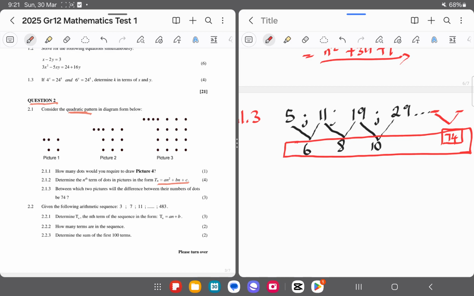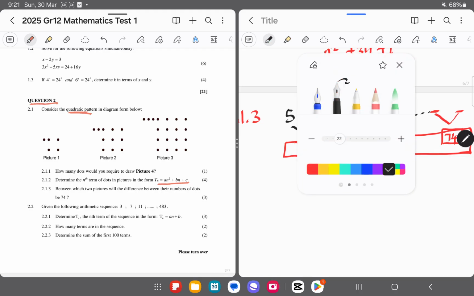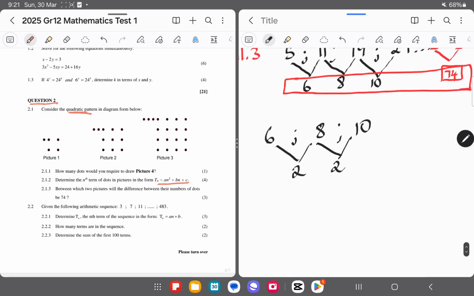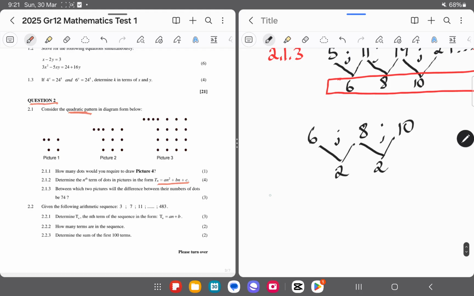Now, the sequence that we have is 6, 8, 10. And then the difference is going to be 2 and then 2. Now, it means it's an arithmetic sequence. We're working with an arithmetic sequence. Therefore, we need to say Tn equals a plus n minus 1 multiplied by the difference.